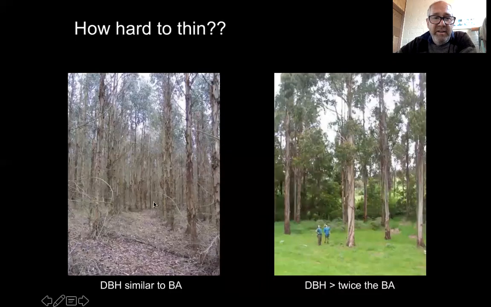So how hard to thin? This is a pulpwood plantation. Trees are grown very close together. It doesn't matter about stem size. You use industrial thinning operations. You maximize volume production. This is our forest at about almost a similar age.